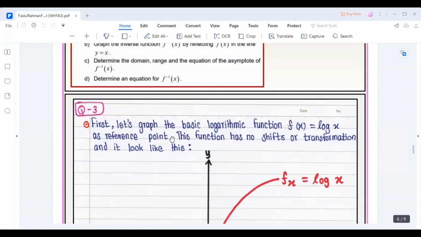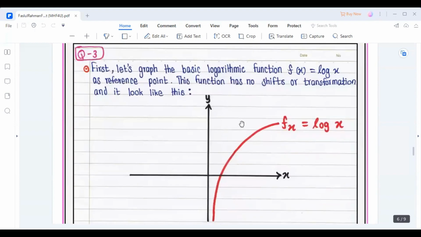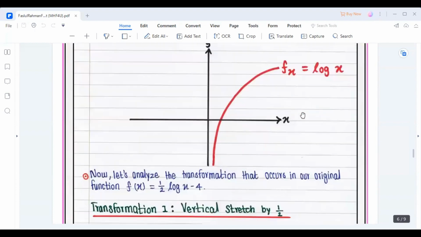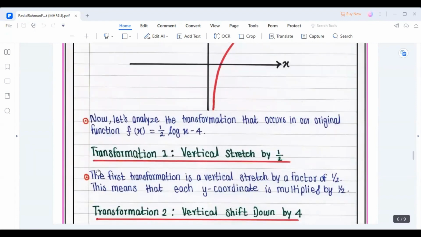So question number 3. First, let's graph the basic logarithmic function f(x) equals log x as a reference point. This function has no shifts or transformation and it looks like this. We can see the graph. Now let's analyze the transformation that occurs in our original function f(x) equals half log x minus 4.